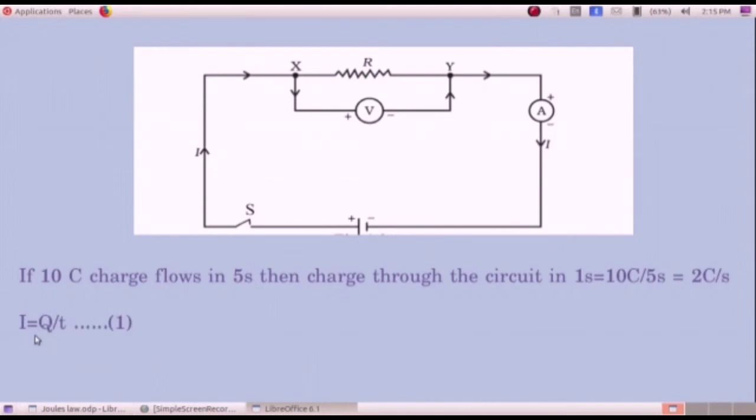Charge flowing through the circuit in 1 second, we call it current. I is equal to Q by T.